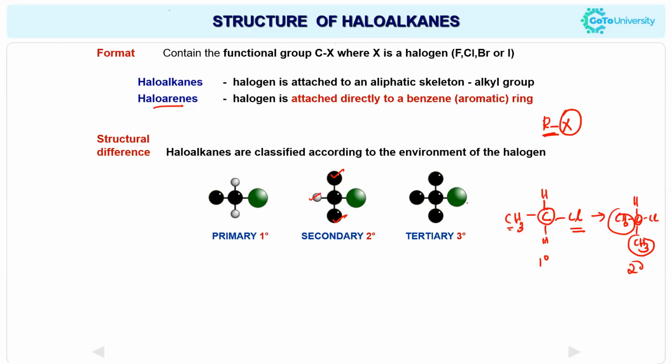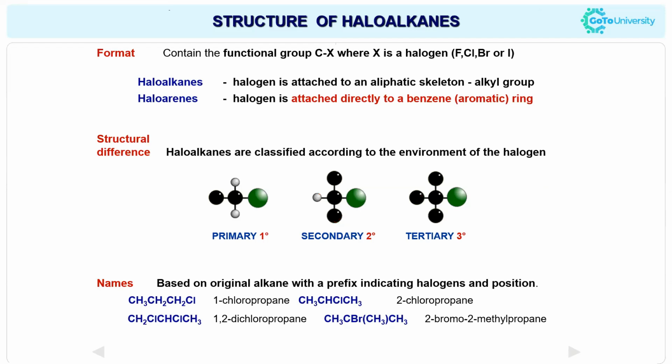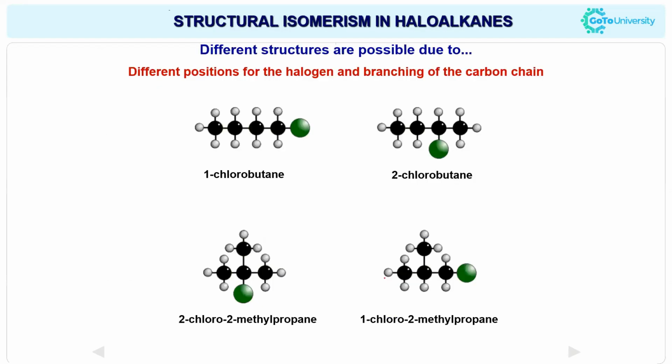Coming to the tertiary, here this is the halogen. The halogen-containing carbon is connected to three alkyl groups, so three carbon atoms. They are called tertiary haloalkanes. So this is the classification. For example, we can say 1-chloropropane, 2-chloropropane. 1-chloropropane is an example for primary, and this is an example for secondary. Then this is a dihalide, meaning more than one chlorine atom is replaced, and there are different kinds of haloalkanes. Here we can see 1-chlorobutane because the chlorine is present on the first carbon, and 2-chlorobutane.